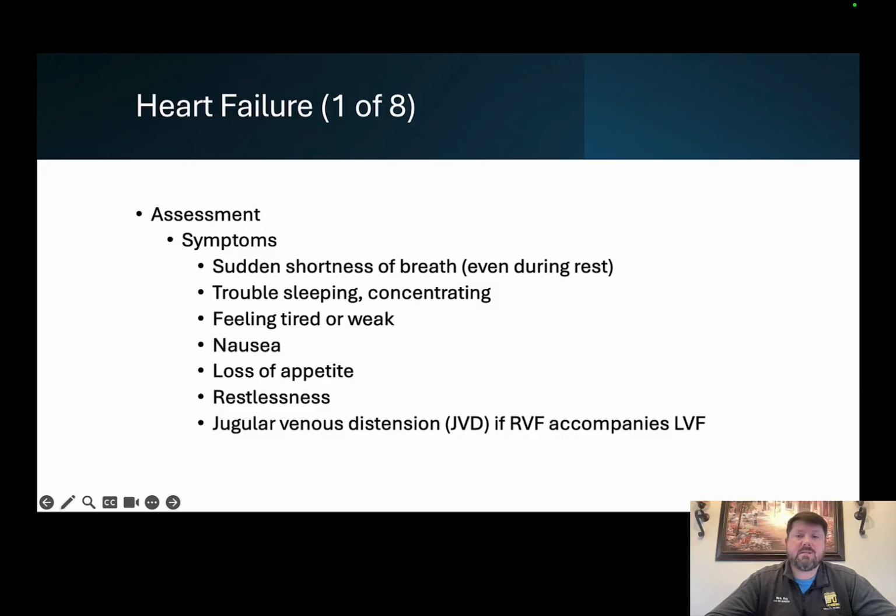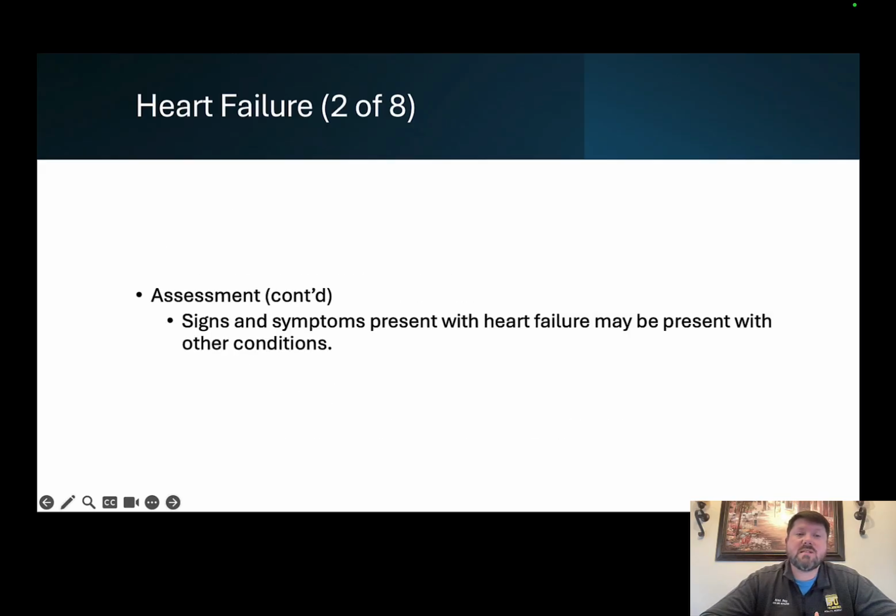As the pump continues to fail, the heart rate begins to slow, blood pressure falls, and the cardiac output decreases substantially. Cardiogenic shock occurs when heart failure is accompanied by hypotension. Signs and symptoms present with heart failure may be present with other conditions as well.